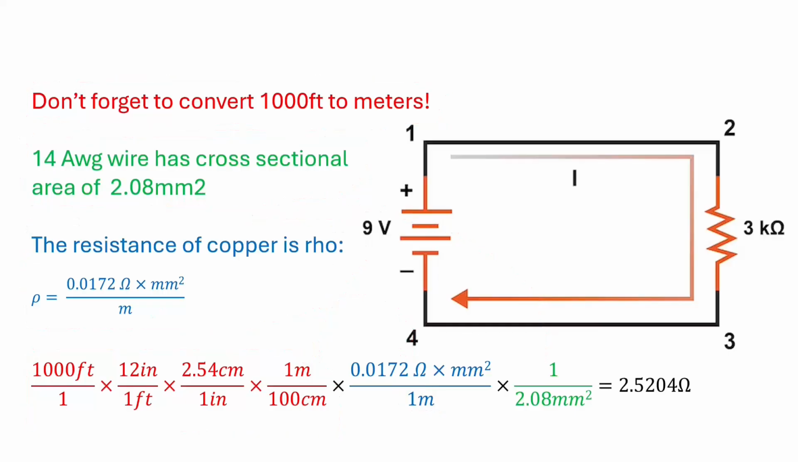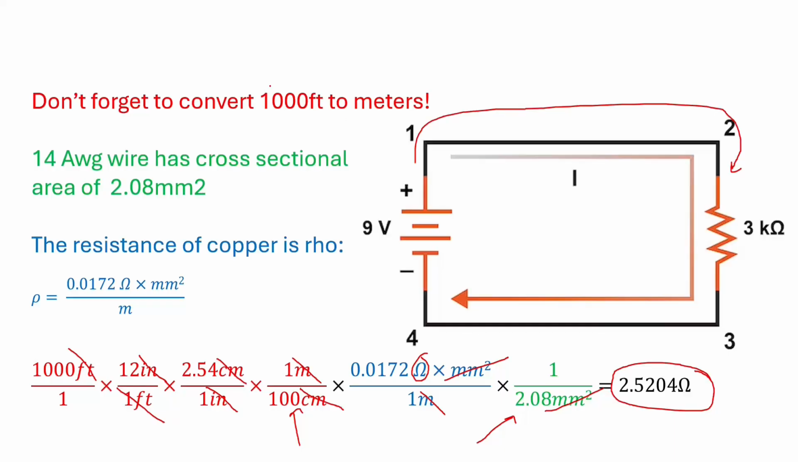And when you go ahead and multiply all this out, just for the sake of some of you math people, feet cancels with feet, inches cancels with inches, centimeters cancels with centimeters, meters cancels with meters, millimeters squared both cancel out. The only unit you're left with is that one little ohm, right? So you multiply all the numbers across. Don't forget you have a 100 on the bottom and a 2.08 on the bottom. So you have to divide those out, and you get this right here.